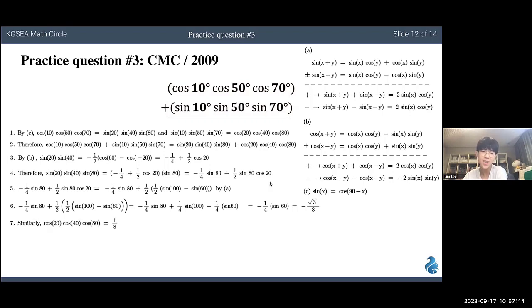Similarly, cosine 20, cosine 40, cosine 80 can also be simplified into 1 over 8. For this, I'll leave it up to the viewers online, or the ones watching this video, to try and simplify it. And therefore, cosine 10, cosine 50, cosine 70 plus sine 10, sine 50, sine 70 can be simplified into 1 minus root 3 over 8, which is the final simplified form of the above equation.